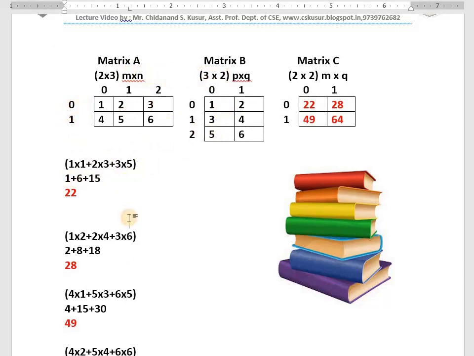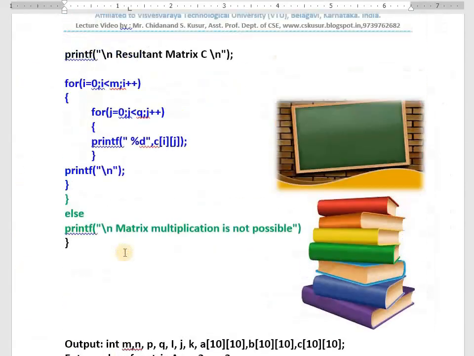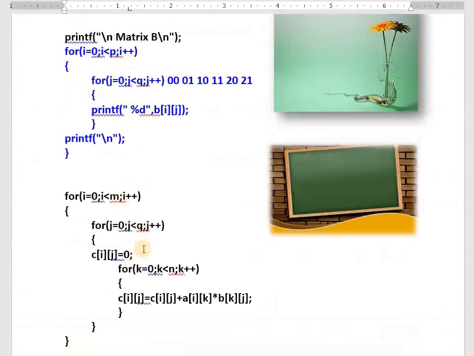That's why, k works for how many times? You can write k less than n, or instead of n you can write p also, because n is also 3, p is also 3. I have taken n. In order to multiply a of i k into b of k j.